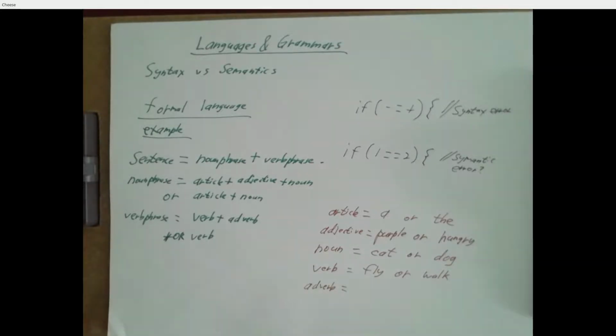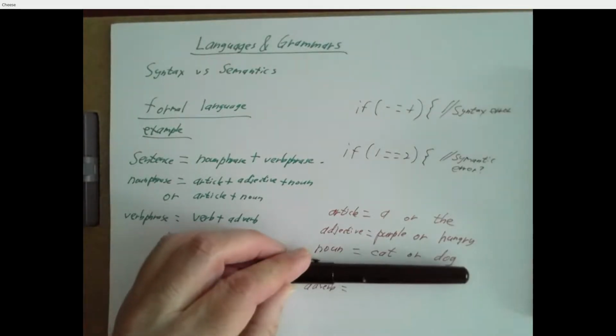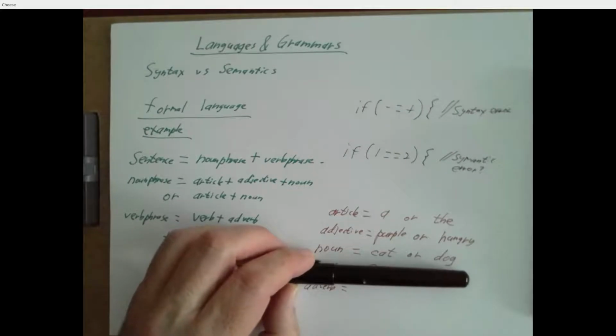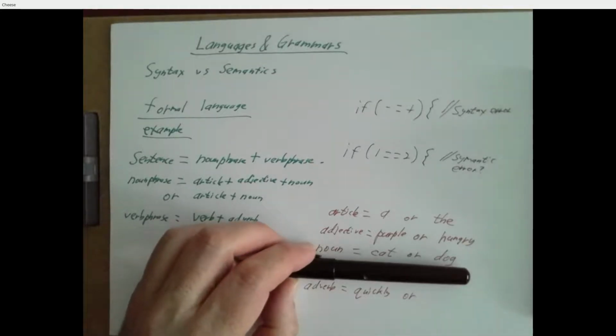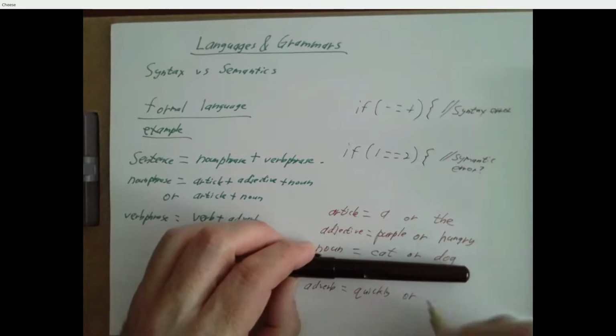Okay, so adverbs are anything that modifies a verb. And they don't have to modify these verbs. So give me an adverb. Quickly. Give me one more adverb. Quietly, okay. Awesome.